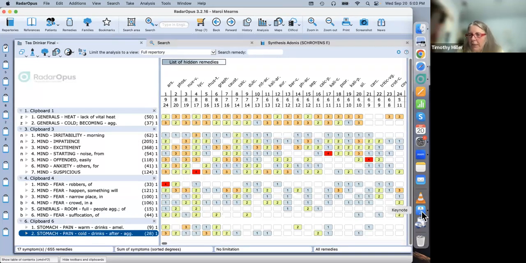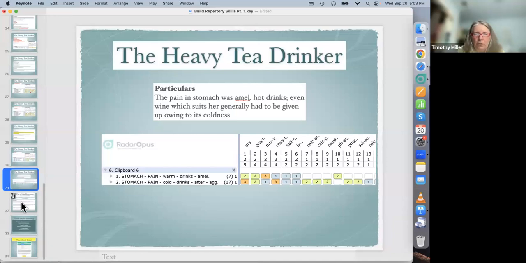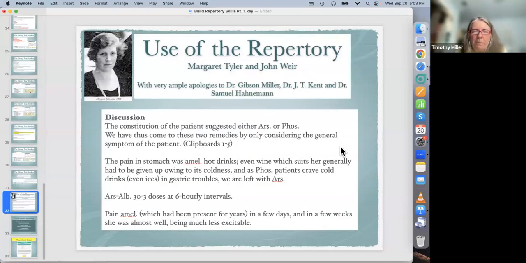Let's see what Margaret Tyler has to say about this case in the conclusion. Okay, here's the discussion. In her assessment, the constitution of the patient suggested either arsenicum or phosphorus, with the excitability, with the chill, and so on. We have thus come to these 2 remedies by only considering the general symptoms of the patient, and that's my note, clipboards 1 through 5. The pain in the stomach ameliorated by hot drinks, even wine, which suited her generally, had to be given up owing to its coldness, and as phosphorus patients crave cold drinks, even ices, and gastric troubles, we're left with our arsenicum.